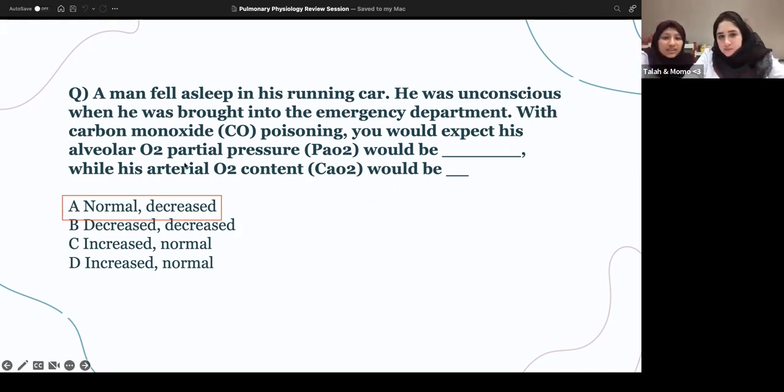I'm just confused because this says arterial. I just noticed it. Arterial oxygen content, and then here it says, yeah, the arterial oxygen is going to be decreased, okay, because of carbon monoxide.